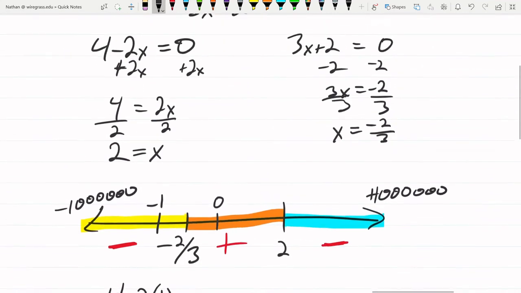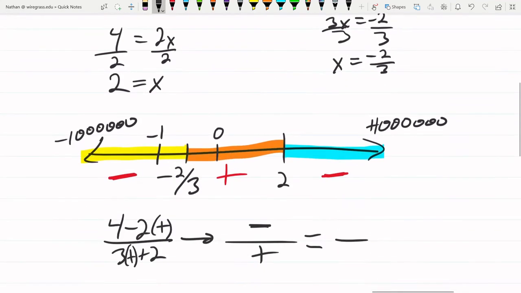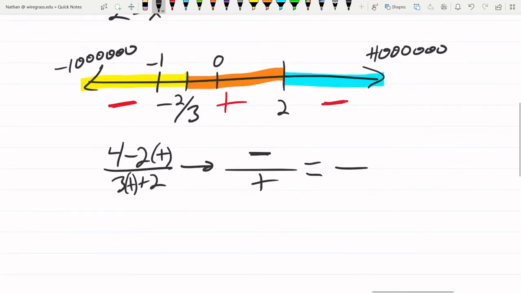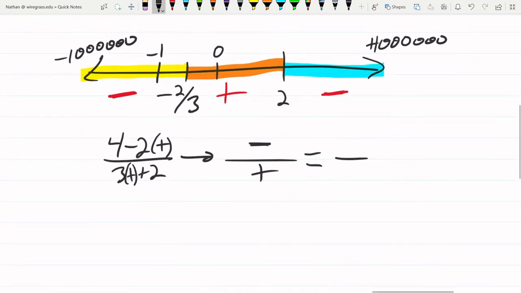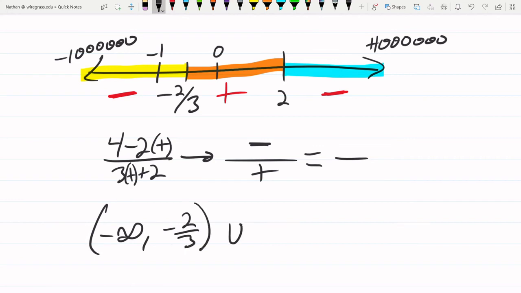Now, if we look at what we want again, we want less than or equal to 0. So we're looking for the yellow and the blue intervals. The yellow is going to be from -infinity up to -2/3, unioned with 2 up to infinity. Now, we do include the boundary points, so we would say this.